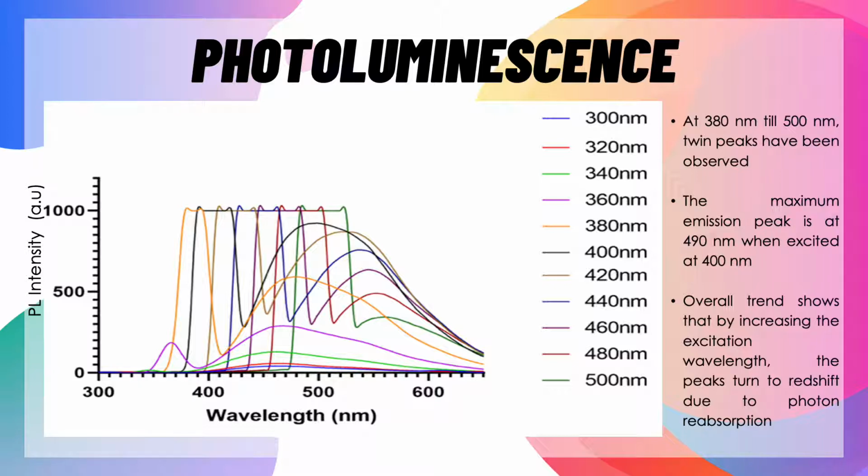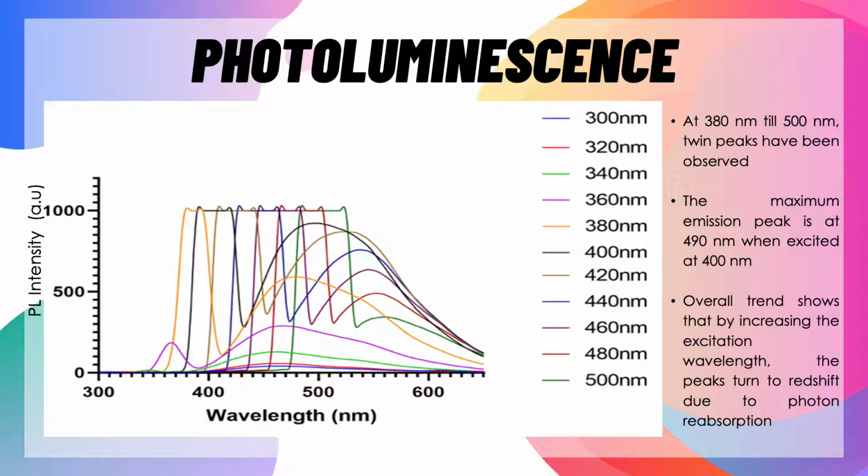So at 380 nm and above, something very weird happens. I start at 300 nm, excited every 20 nm, and above around 380 nm, they start having twin peaks. Maybe it's because it's from cocoa pod husks, and it has this very unique signature of photoluminescence. The maximum emission peak is at 490 nm when excited at 400 nm. So you can see here, right?